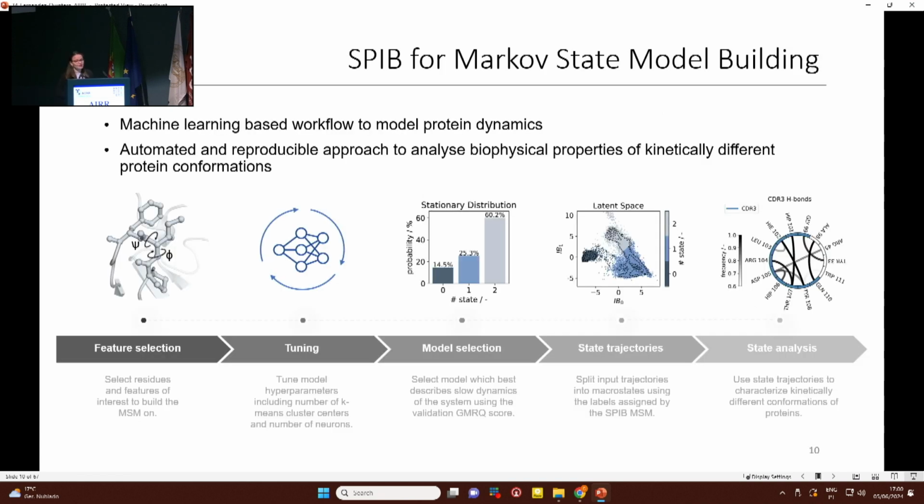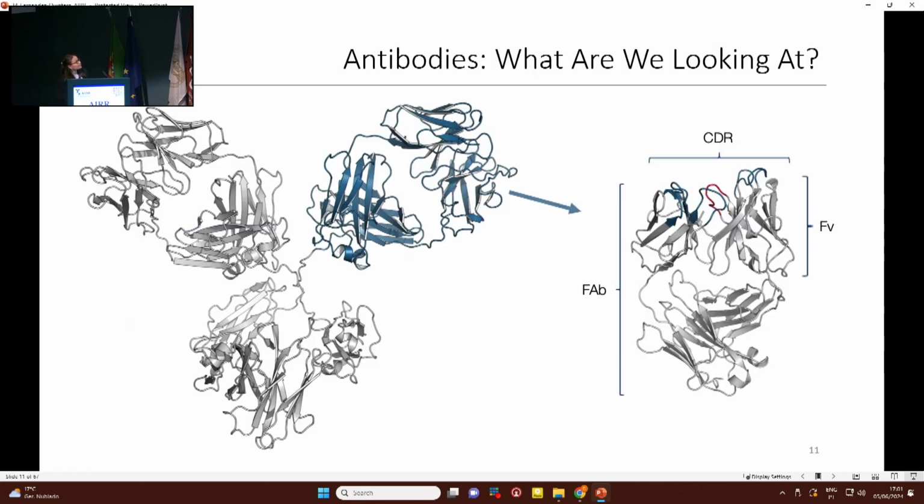Nowadays, we're working on an approach to make this workflow more straightforward, in a way that we don't have to fine-tune the parameters each time, but that actually a model does this for us. SPIB stands for State Predictive Information Bottleneck, meaning that we're trying to infer the slowest movement of the system and thereby predict the different states from MD.